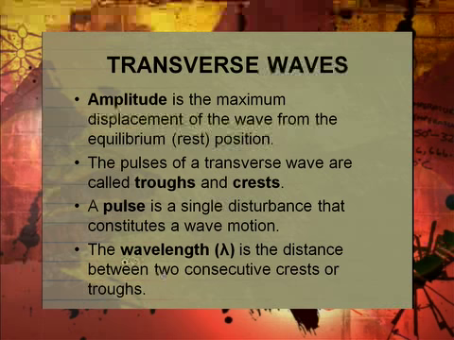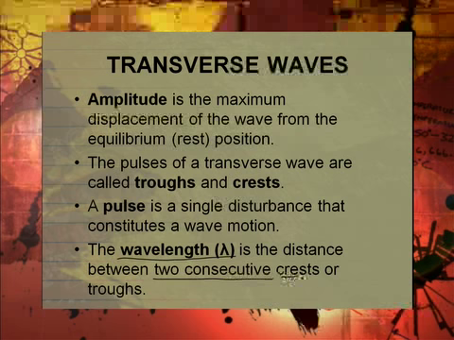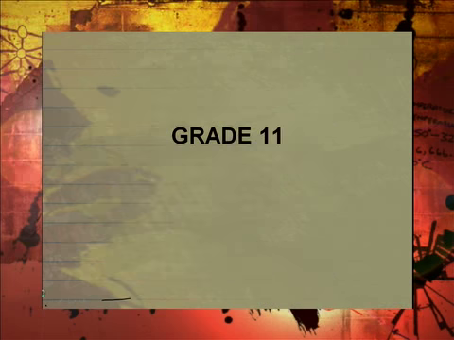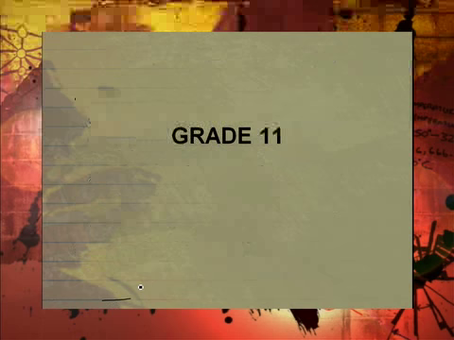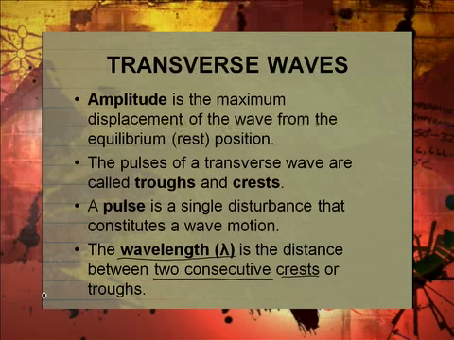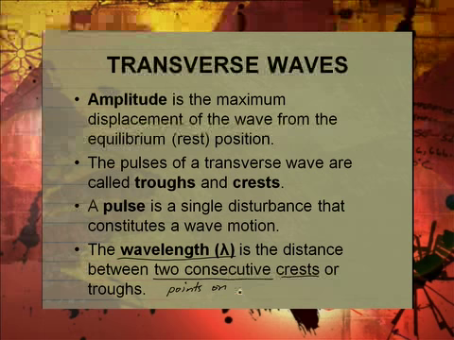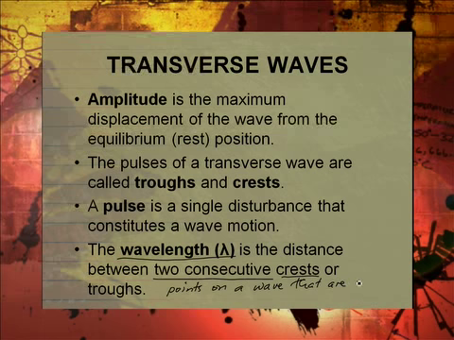And lastly, we're looking at something called the wavelength. This is the distance between two consecutive crests or troughs. Here, what do we mean? You can define a wavelength as a distance between two points on a wave that are in phase. This is another way of saying it.